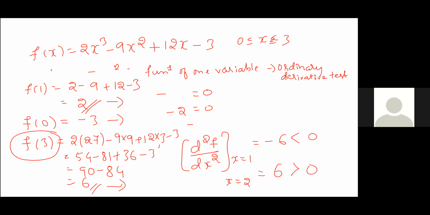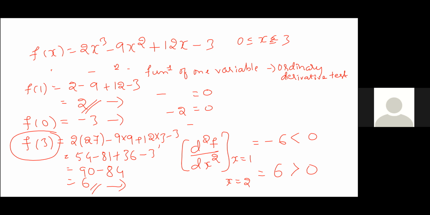Is it clear? Yes, sir. Why do we have to find the value of the function even at the end points? Because the derivative test is not applicable at the end points. So even if the function attains its maximum at an end point, we will not get that point as a stationary point or critical point. That's why you have to find the value of the function at the end points also.